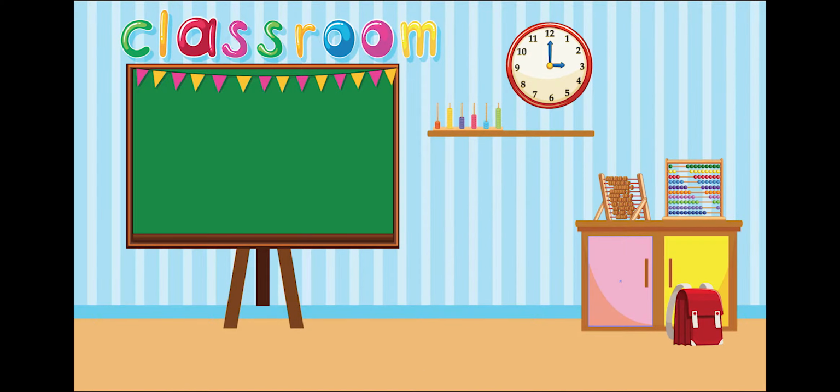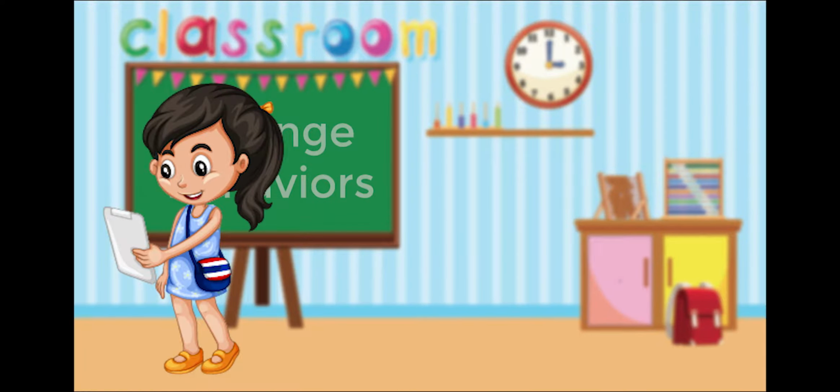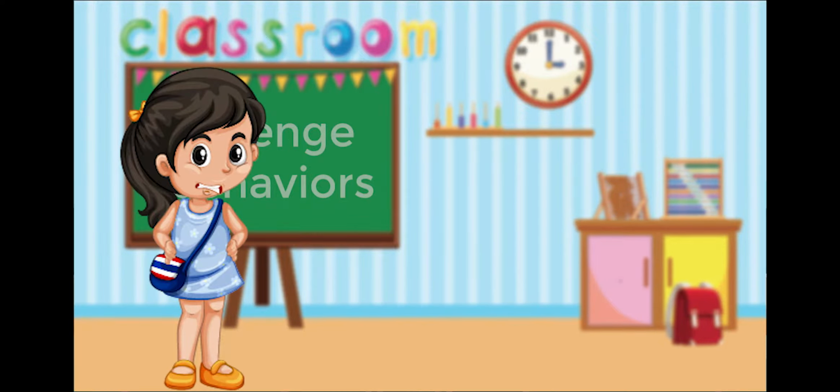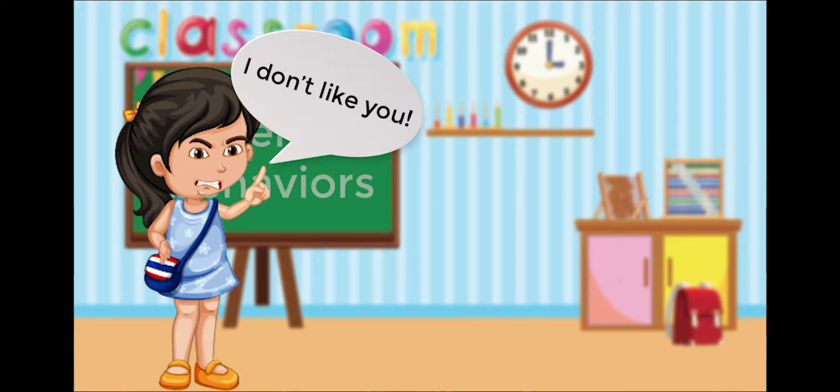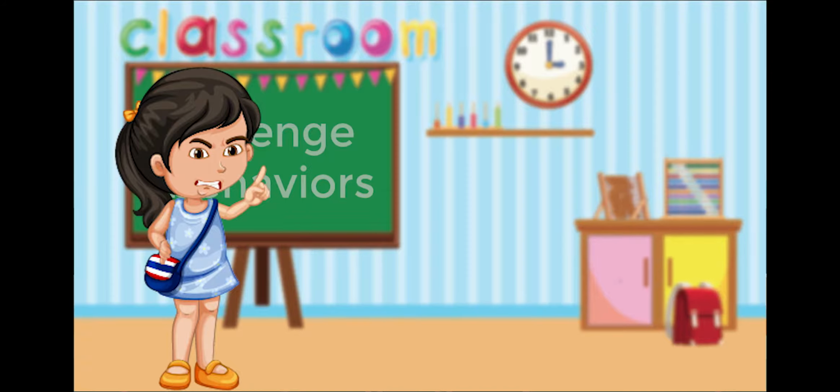Next, we have revenge-based behaviors. Anna is in the 5th grade. She was recently deprived of the use of electronic devices by her caregiver. Since then, she's been very disrespectful and demanding to her caregiver. This is hurtful and disruptive in activities.